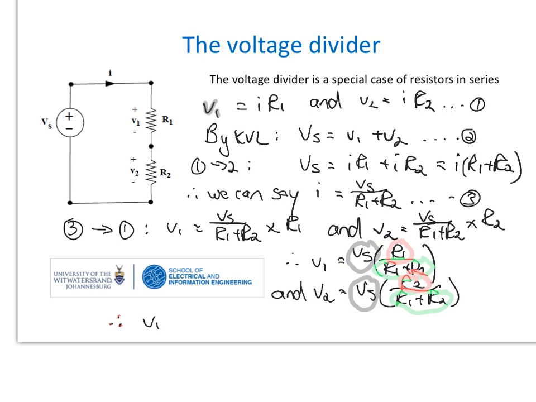So in fact, you can see in a voltage divider, therefore, V1 is proportional to its own resistor, R1, and V2 is proportional to R2. So if we want to make V2 bigger, for example, we just have to put in a bigger resistor into the combination.